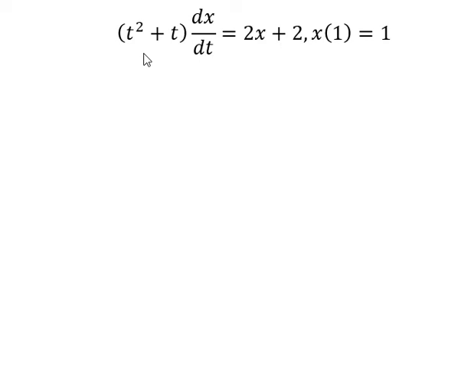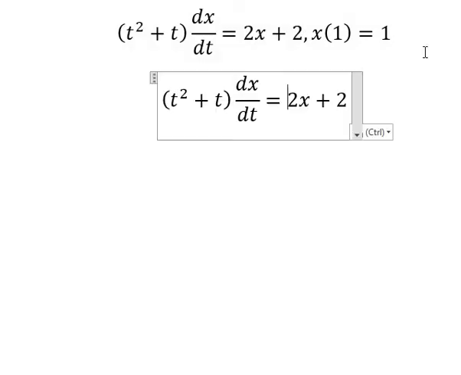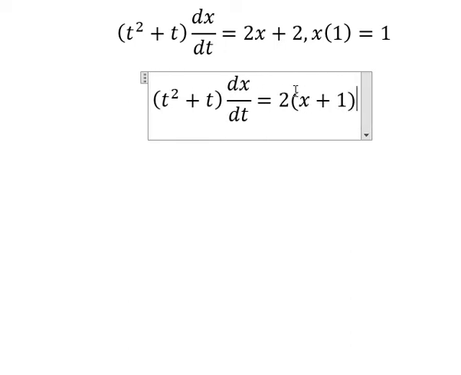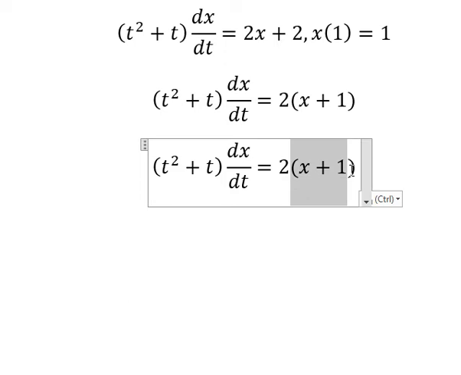The topic today is about differential equations. So now I will show you how to answer. So we have number 2 and number 2. We can do factorization. X plus 1 we put on the left, dt and t squared plus t we put on the right.